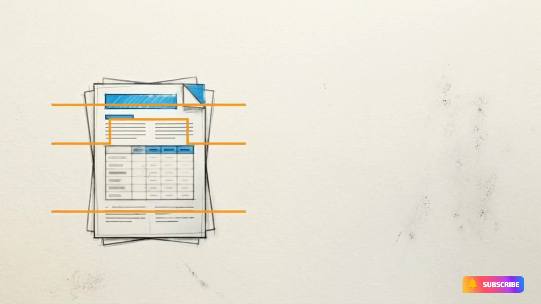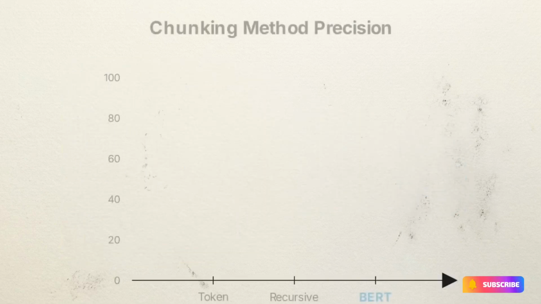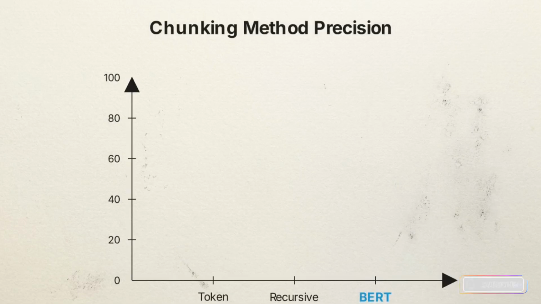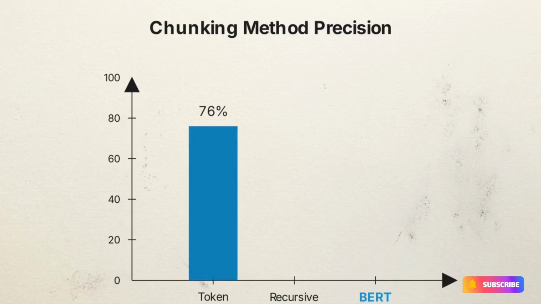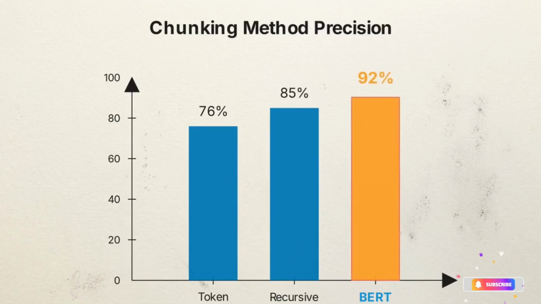To preserve coherence, BERT-based semantic chunking dynamically adjusts the slicing grid. It curves around paragraphs and table edges, intelligently keeping complete semantic concepts intact. This bar chart visualizes findings from the International Journal of Core Engineering and Management, comparing precision across methods. Token chunking achieves 76% precision, recursive chunking hits 85%, and BERT chunking leads with 92% precision.